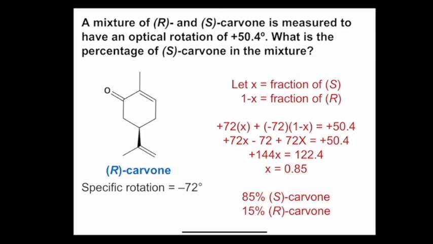Any questions on that kind of calculation? It's a proportionate ratio between the two. And again, the most important thing here is you need to be given a single enantiomer and some information about that enantiomer in order to complete the calculation.